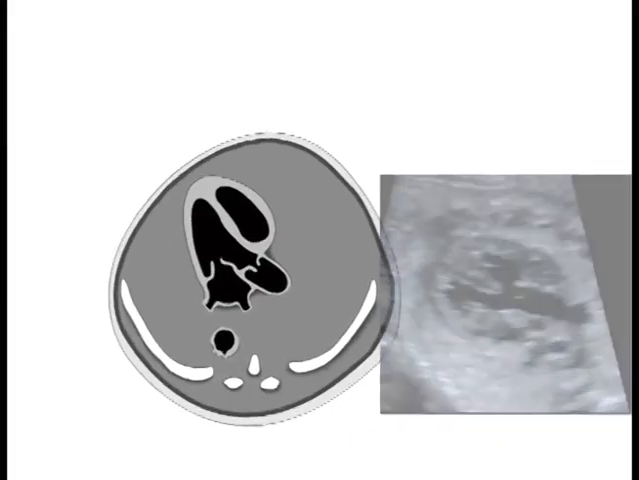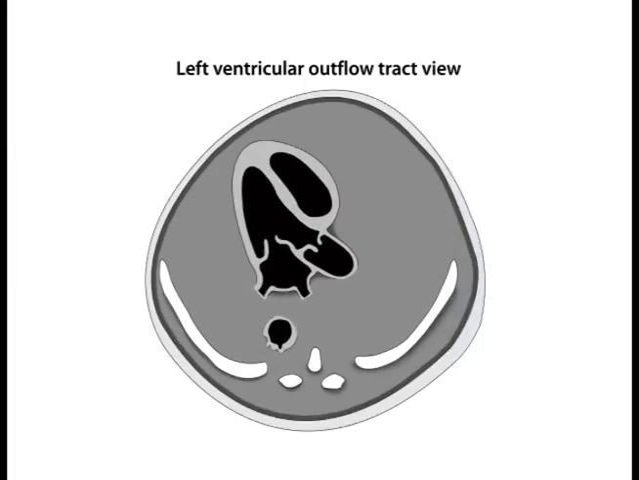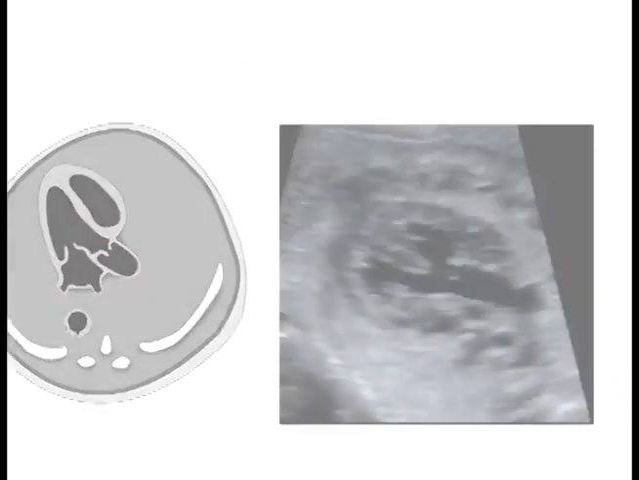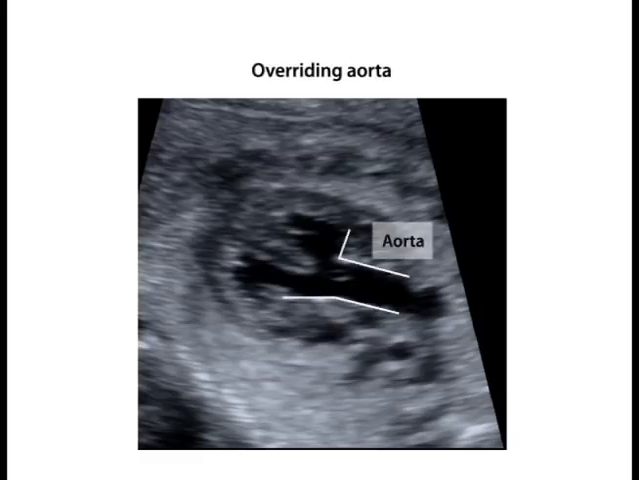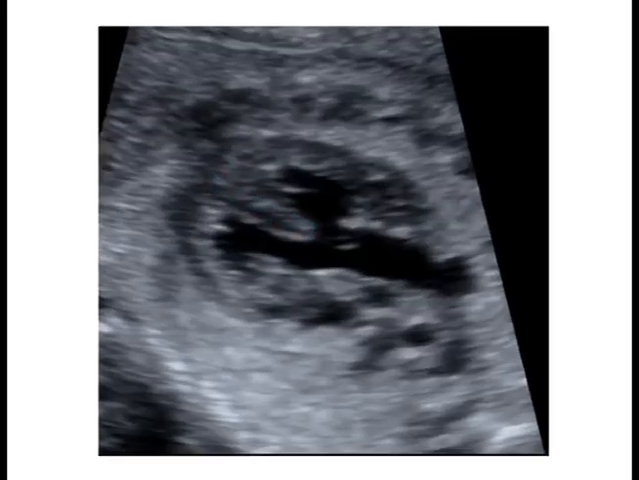Again here, the left image depicts a normal left ventricular outflow tract, with the left ventricle normally giving rise to the ascending aorta. In the right image, there is a ventricular septal defect. In addition, the aorta is straddling or overlying the interventricular septum and is receiving flow from the right ventricle as well as the left ventricle, as shown here. This fetus has tetralogy of Fallot.